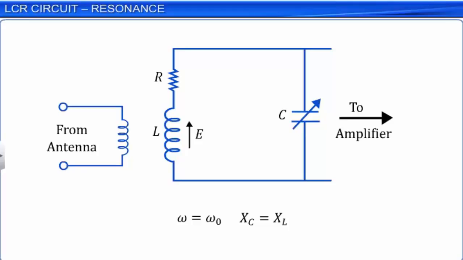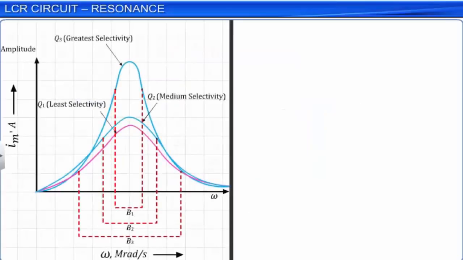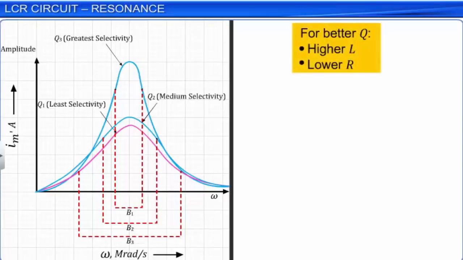We observe that when the resonance is less sharp, the selectivity of the circuit will be lesser, as there will be a large range of delta omega frequencies for which the LCR series circuit will be close to resonance. We also observe that for a large quality factor, we should have large value of L or a low value of R for the expression Q is equal to omega naught L by R.